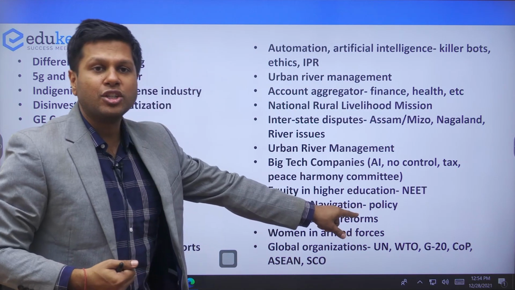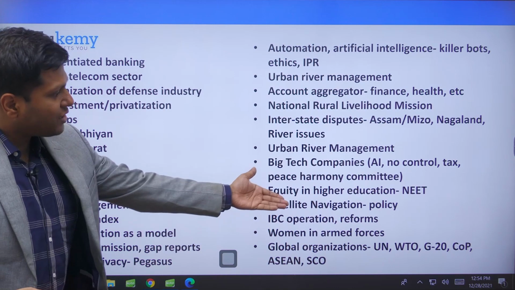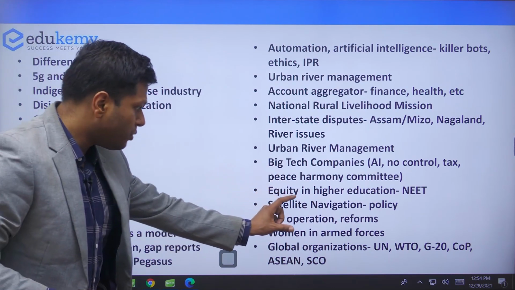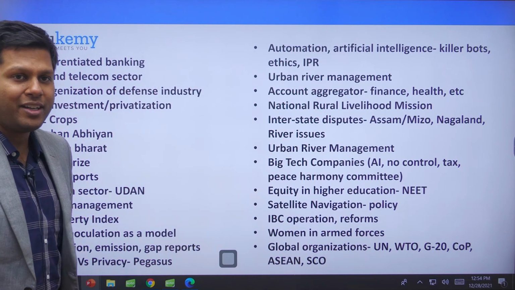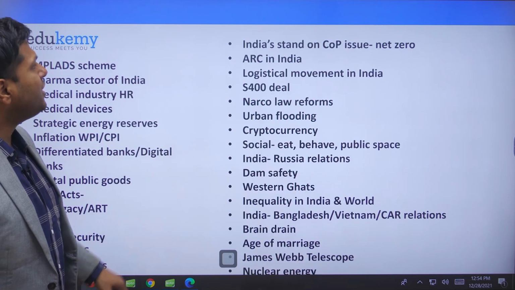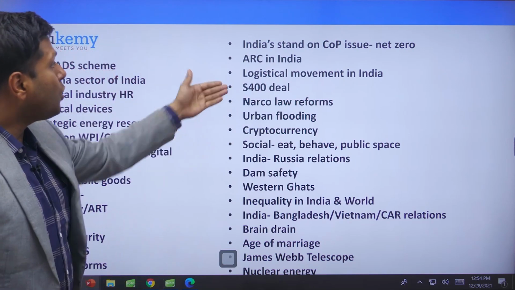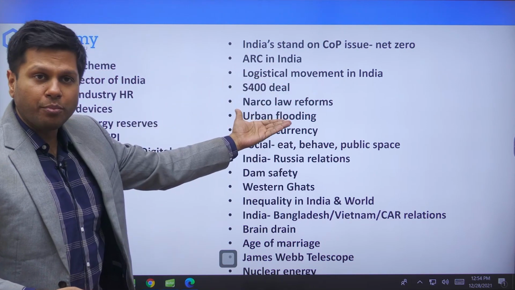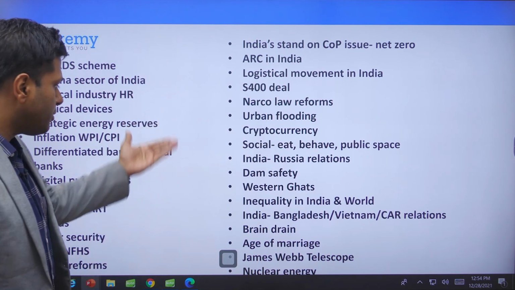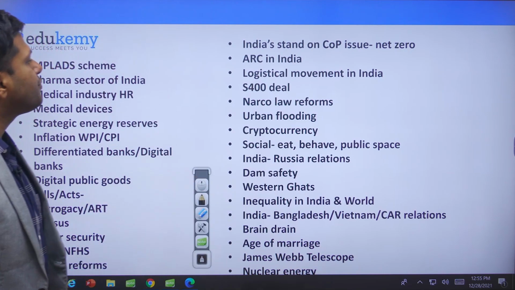India's satellite navigation policy, Satnav policy, right? Women in armed forces, global organizations like United Nations in news, because India was leading United Nations Security Council in August. WTO, G20, COP, all of them in news. Similarly, what has been India's stand on net zero, right? Logistical movement in India, narco reforms in the country, right? Because of a couple of issues, one being Afghanistan, another because of celebrity stars getting involved in narco issues.